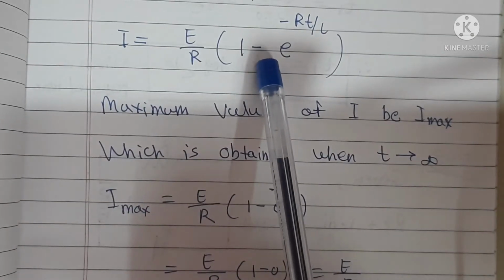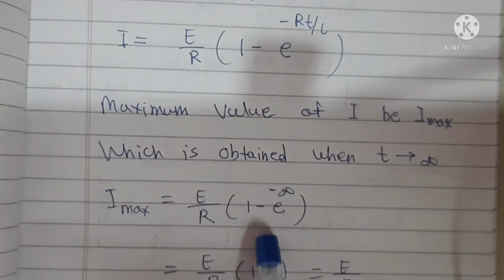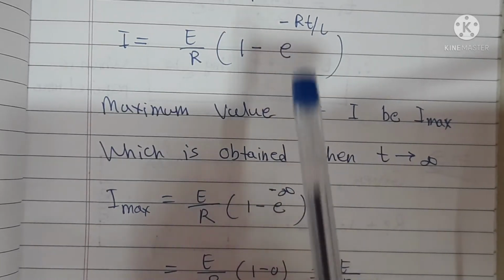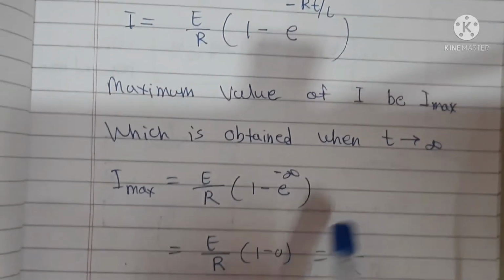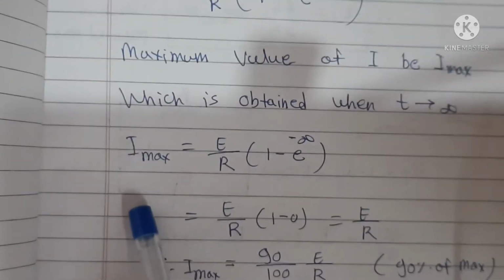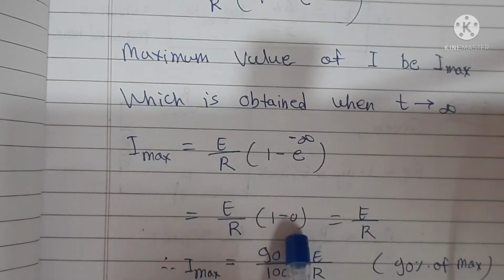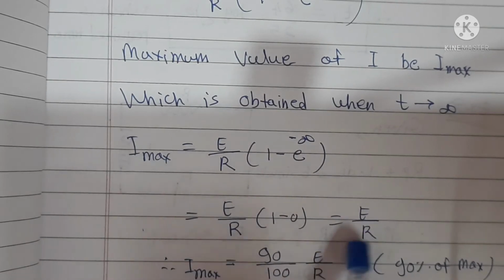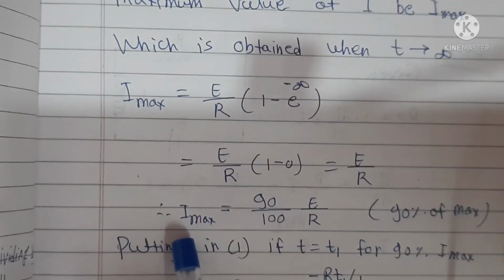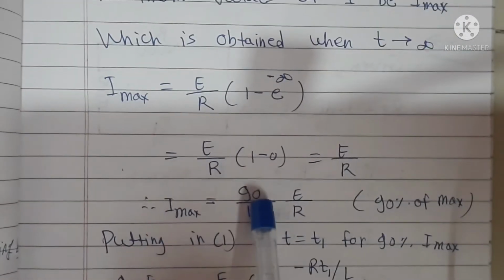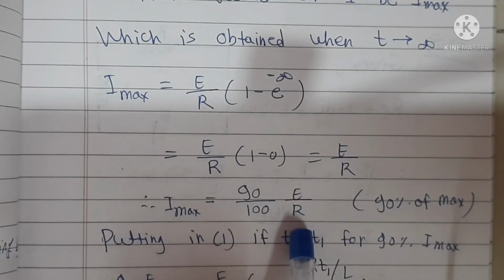And here, substituting t is equal to infinity, we get e raised to minus infinity. Now I max is equal to E upon R into bracket 1 minus e raised to minus infinity, which is 0, which is equal to E upon R. Therefore I max is equal to 90 upon 100 E upon R.